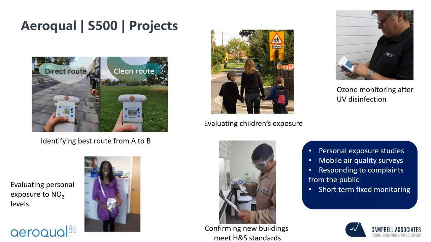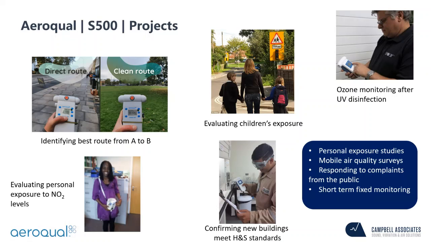Another application, for example, is this one that this researcher at Birmingham University did. So she placed her instrument inside a bag that she could wear, and then she could walk around during the day and evaluate the levels of NO2 that she was exposed to throughout a day. Another application, for example, would be confirming that new buildings meet the health and safety standards. So for this purpose, we have a kit. So for example, if a building needs the WELL certification, we have a kit specific for that. But for other applications, you can also personalize your own kits.